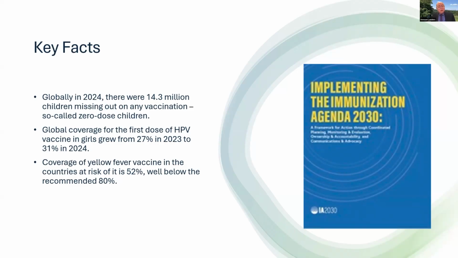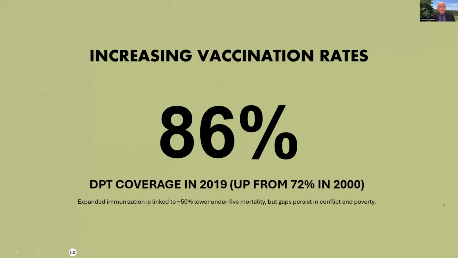So there are some challenges, and I'll be speaking more about them. A success noticed on this slide is the continuing increase in the number of first doses of HPV vaccine from 27% in 2023 to 31% in 2024 among eligible girls. Next slide, please.